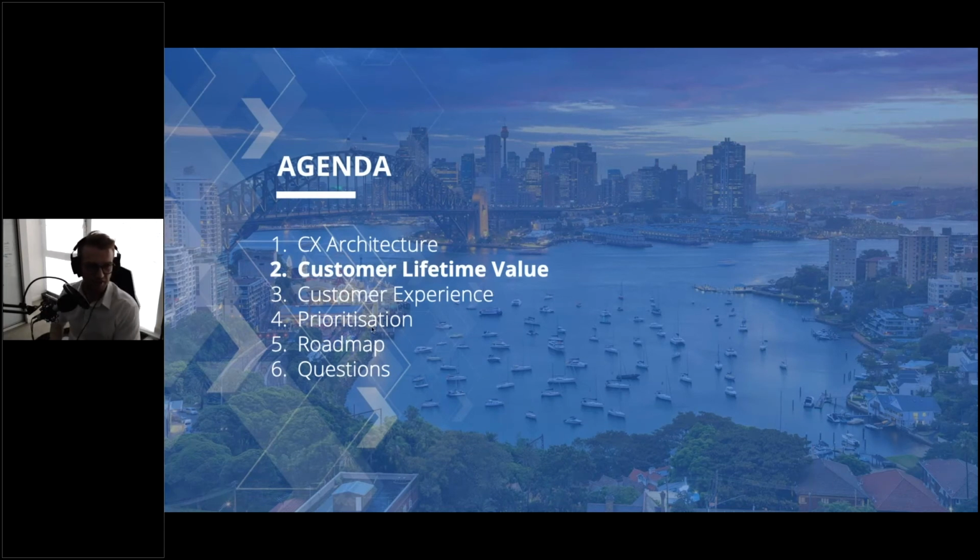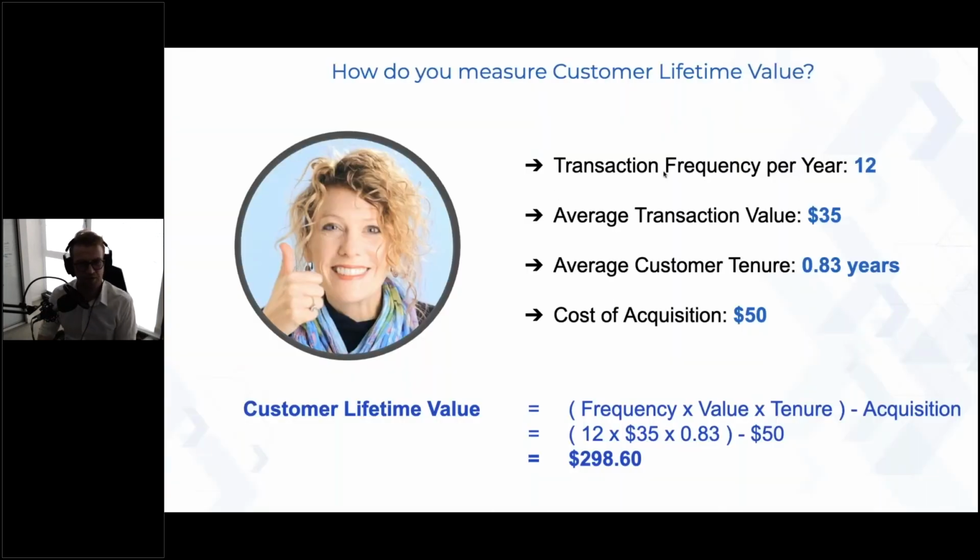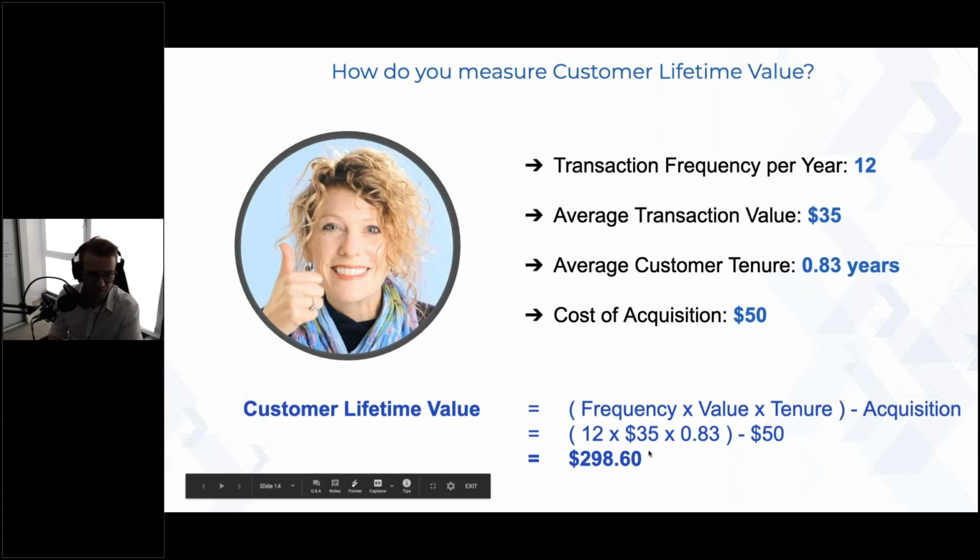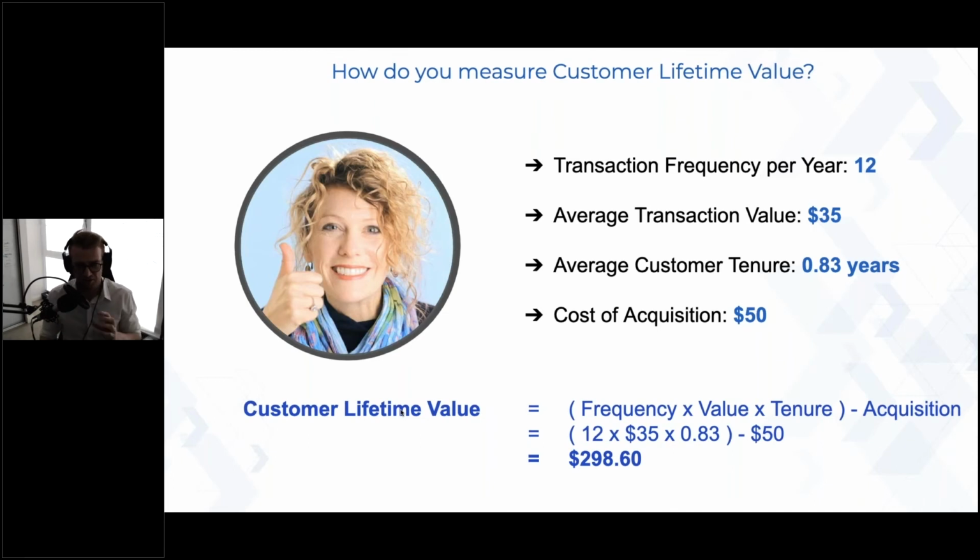Great, so customer lifetime value. There are 4 elements of customer lifetime value: the transaction frequency, transaction value (the basket size), average tenure, and cost of acquisition. The formula is frequency times value times tenure minus acquisition. That gave us about $300 customer lifetime value for Paul for one of his customers. So that means that everyone that signs up may pay only $35 initially. On average, they're worth about $300.